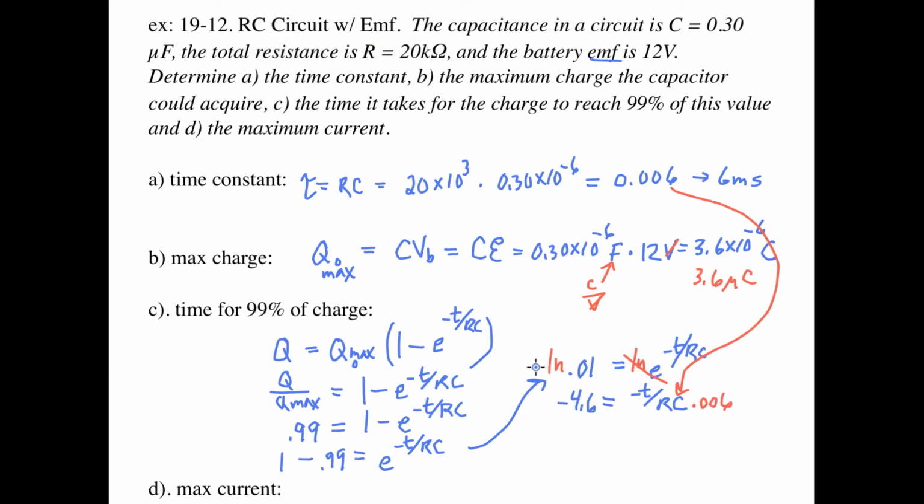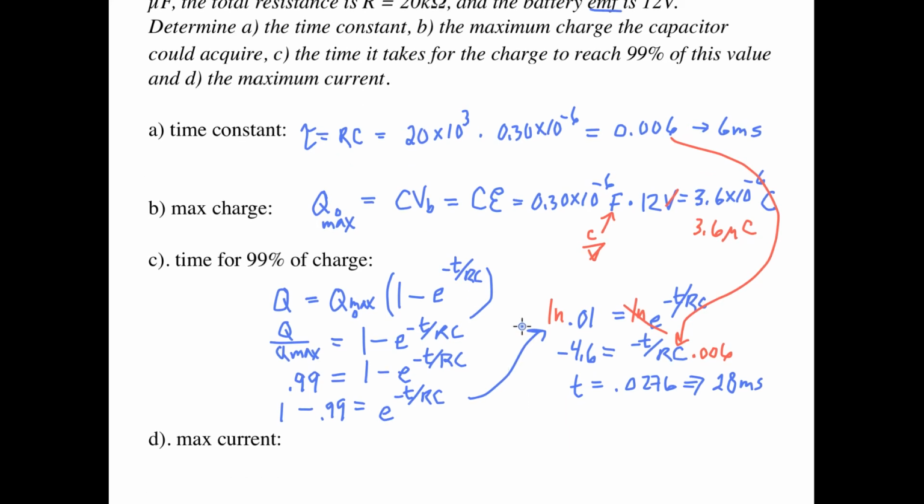All right. And then I'm going to bring it to the left side. So I'm going to end up multiplying. And then I get t equals 0.0276. And so we have 2 significant digits, and so we have 28 milliseconds, if you were going to put it in milliseconds. All right. So not a lot of time to charge this. So 28 milliseconds, and we can see that.